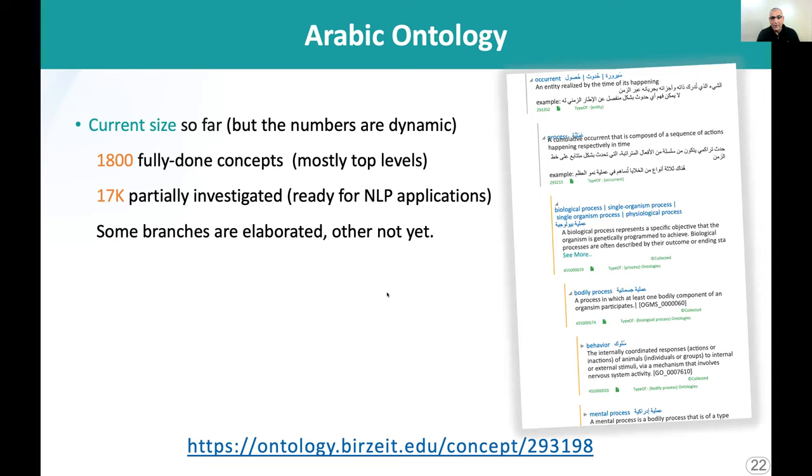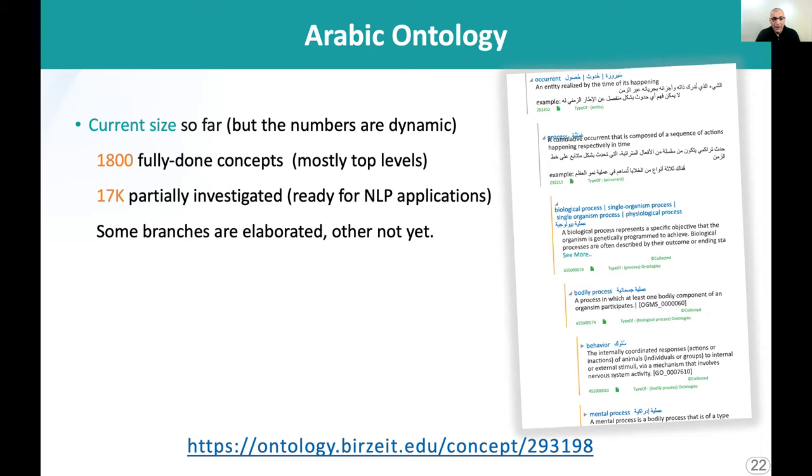Our progress so far: I really hate to talk about numbers because the numbers keep changing, since we are working on the ontology. But we have about 1,800 concepts that are fully done, most of them at the top level. Also, we have about 17,000 concepts that are partially done. Partially done means that they are still subject to change.